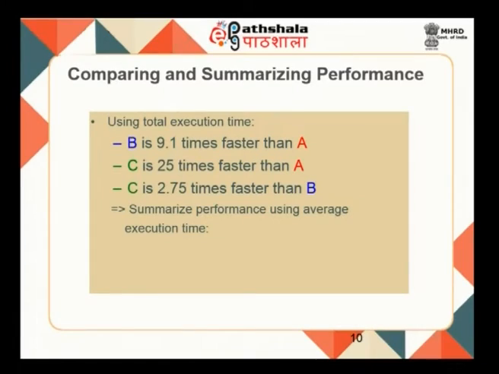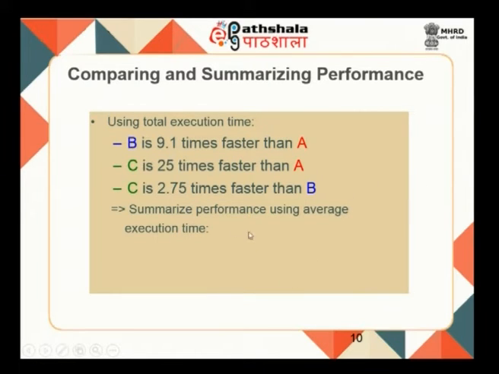Now how do you consolidate all this, summarize and say which is a better processor with respect to both these programs? One method that you can use is the total execution time. If you calculate the total execution time and give a summary based on it, you will find that B is 9.1 times faster than A, C is 25 times faster than A, and C is 2.57 times faster than B.